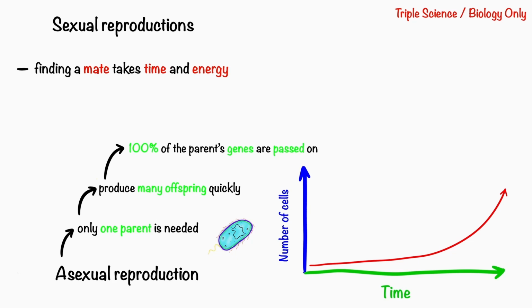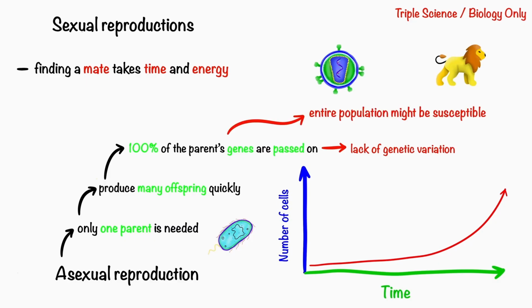If the parent is well adapted to its environment, all offspring will inherit these adaptations. However, the lack of genetic variation in asexually reproducing populations can be a disadvantage. If environmental conditions change, the entire population might be susceptible to the same threats, such as new diseases or environmental stresses.